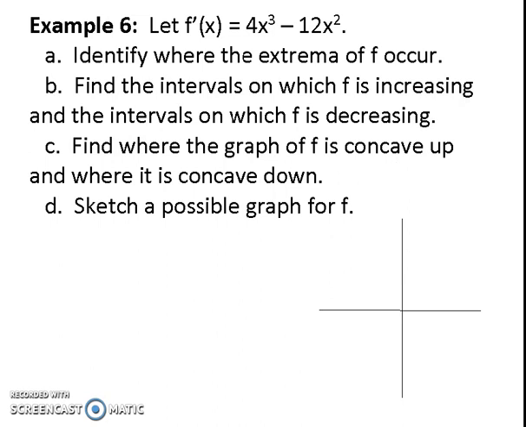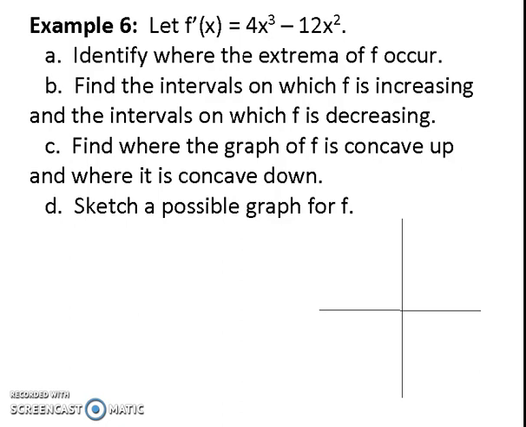Example 6 would also make a great FRQ, but notice the information has changed a little bit. This time they didn't give us the f of x function. They've given us f prime of x is 4x cubed minus 12x squared. And they want us to find the extrema, the intervals on which the function is increasing and decreasing, where it's concave up and down, and then sketch a graph. So this covers all the bases too. This would make a great FRQ.